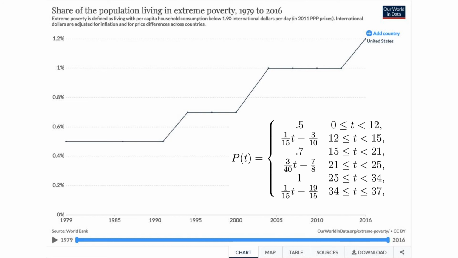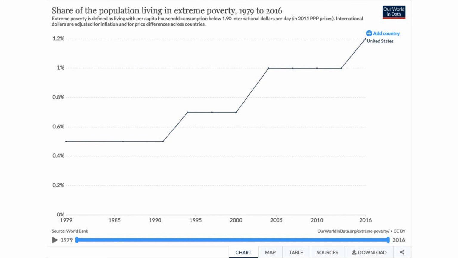Notice that between the year of 15 and 21, the share of the population living in extreme poverty was 0.7%, and so on. You should work through the calculations to confirm that you are comfortable finding the equations of these lines. Again, as a reminder, the t corresponds to the number of years since 1979. This is an algebraic representation of the function. And when we think of functions, we very frequently think of them in an equation form.